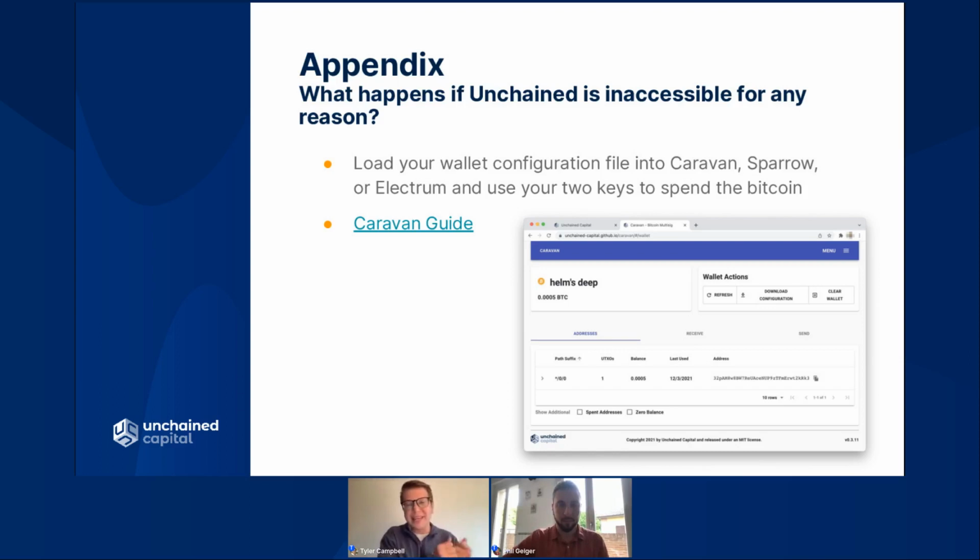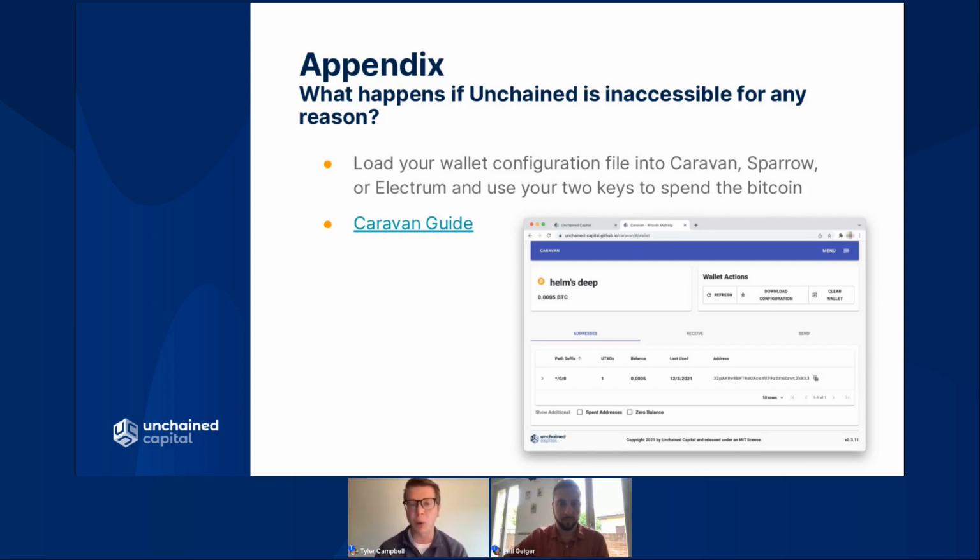So your keys are the keys to the treasure chest, but if you have the keys, you need to know where the treasure chest is located. This wallet configuration file is that treasure map that you could take to another Bitcoin wallet software. You could take it to Caravan, which is our open source tool that our engineers work on. It's one of the easiest ways to recover your Unchained vault. You can open up Caravan right in your browser, plop that wallet configuration file into Caravan, and you'd be able to see all of your balances appear, and you could use your two hardware wallets to move Bitcoin as you so please right from Caravan, again, not needing Unchained.com.